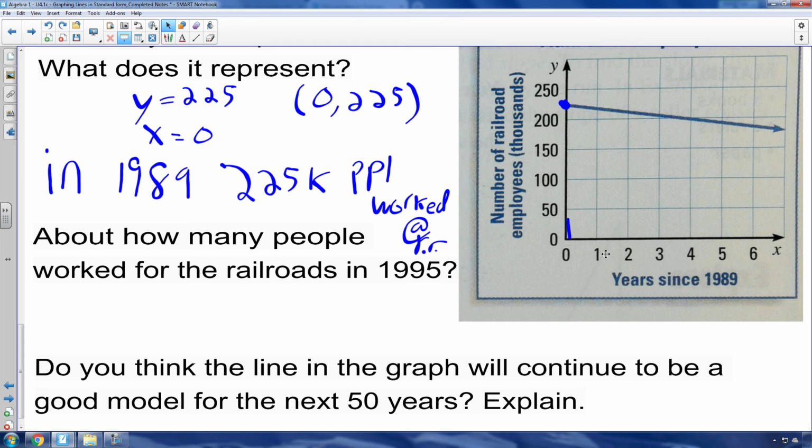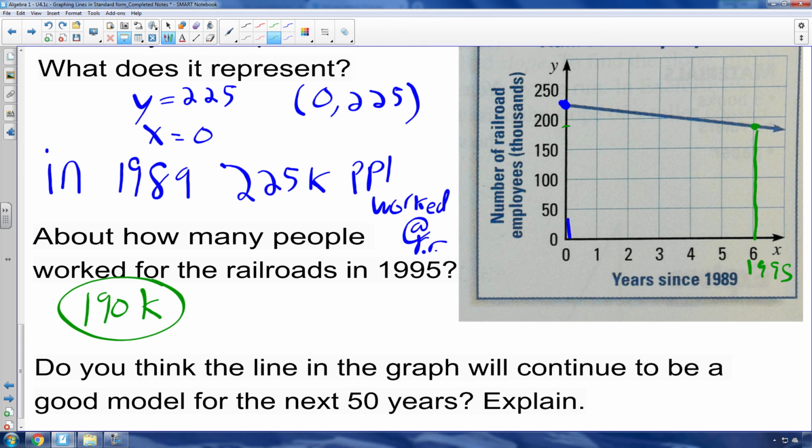How many people worked for the railroads in 95? Well, if this is 89, what's number 1? 1990, 91, 92, 93, 94, and 95. How many people are working for the railroads in 95? This is 1995. Looks like it's about, I don't know. Yeah, whatever you want to say. It's a rough estimate, 190,000. I could say 190,000 people work for the railroads.